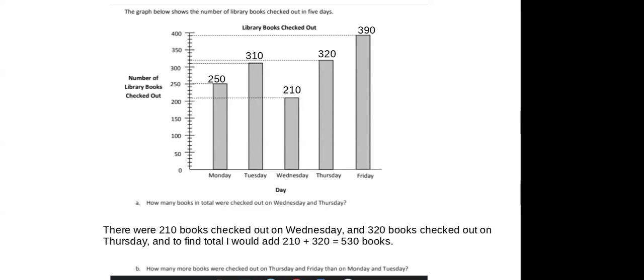Okay. Question B, how many more books were checked out on Thursday and Friday than on Monday and Tuesday? Give you a second to do that. The answer comes up on the next screen. So you're going to pause here and then we will look at question B when you're done. Again, add Thursday, Friday together and then add Monday, Tuesday together and compare those two by subtracting.